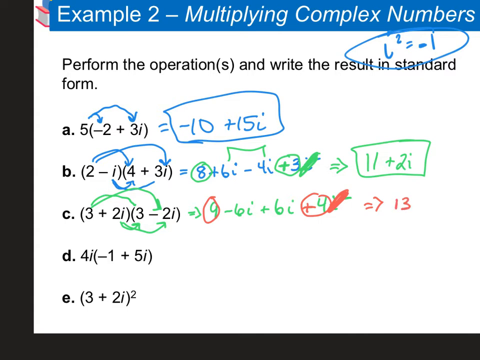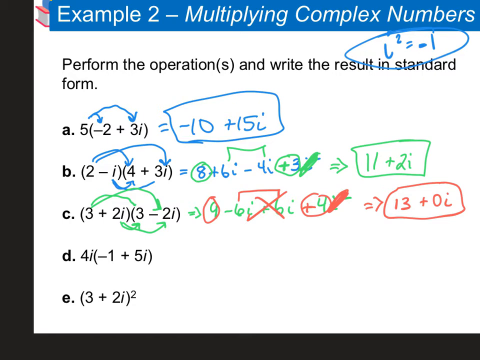13. And what happens with a -6i and a positive 6i? They cancel out. So you're left with 13. Or it could be written as 13 plus 0i. I'm not sure exactly, again, how WebAssign wants it, so just pay attention.